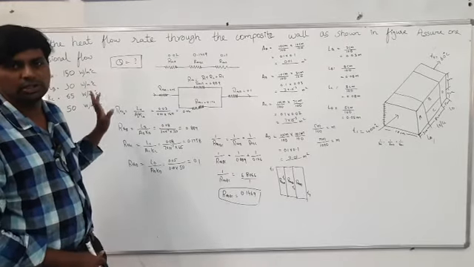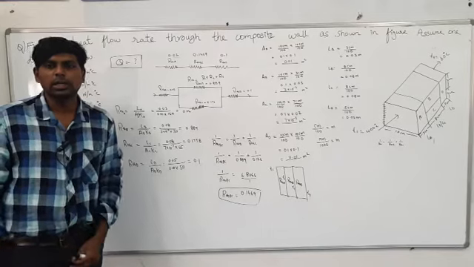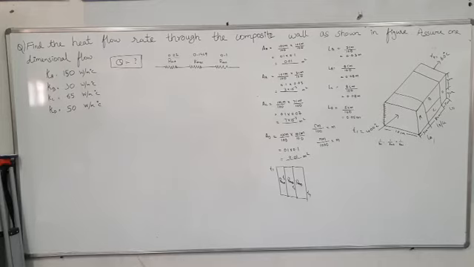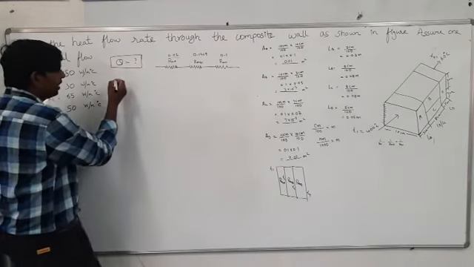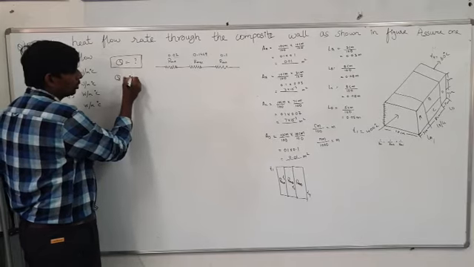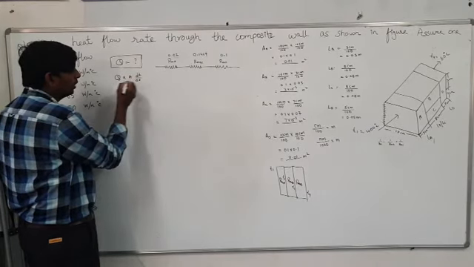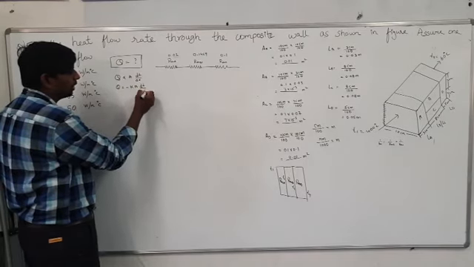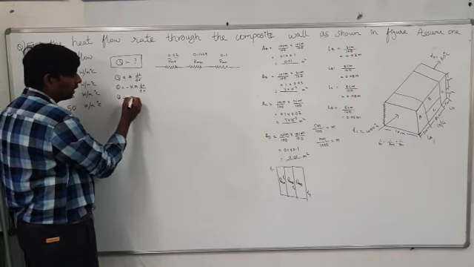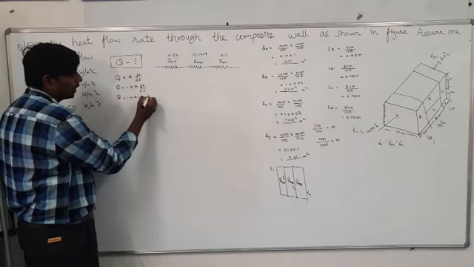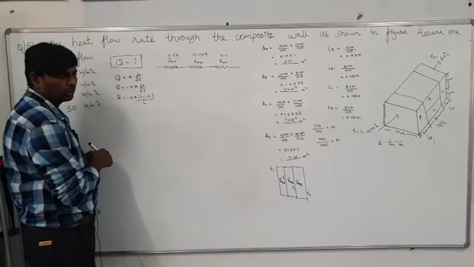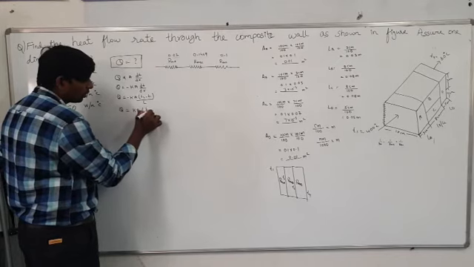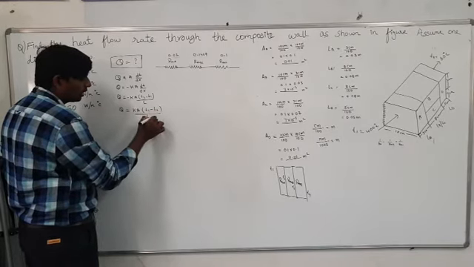You have to derive Fourier's law of heat conduction. I will do it simply. Q is directly proportional to A, dT by dx. Then Q is equal to minus KA, dT by dx. Then Q is equal to minus KA, T2 minus T1 by L. After that Q is equal to KA, T1 minus T2 by L.